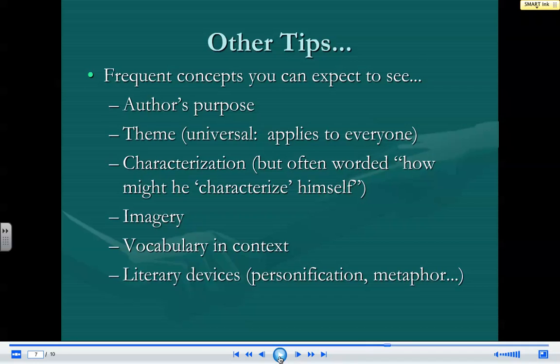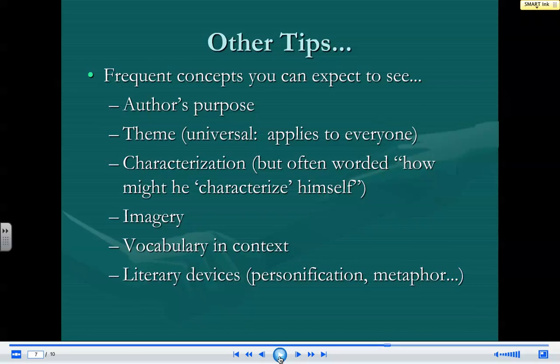You might see some concepts on the test more than once. The author's purpose, which might be to inform, to explain, to entertain, or to persuade. You might be asked about theme. Remember, a universal theme means that it applies to everyone. You might be asked about characterization. It might be worded, how might he characterize himself? Remember, this is asking you to talk about characteristics or descriptions about a character.